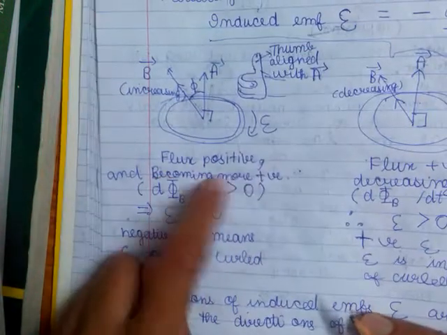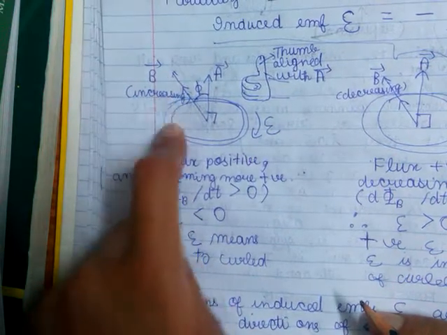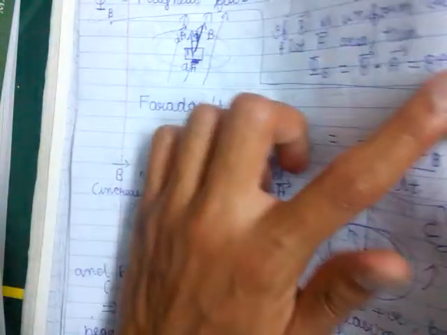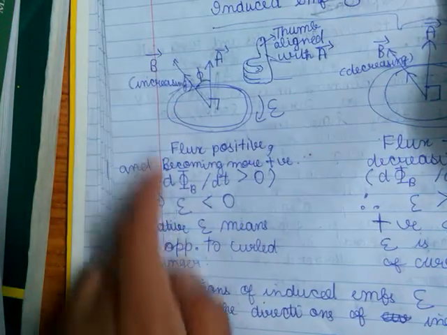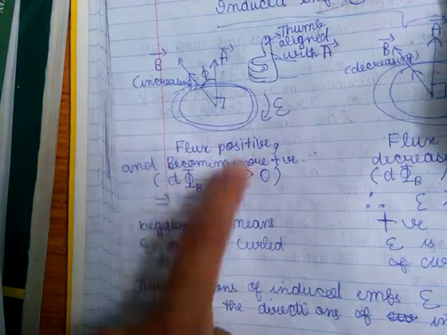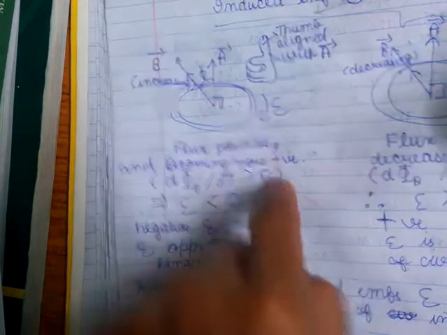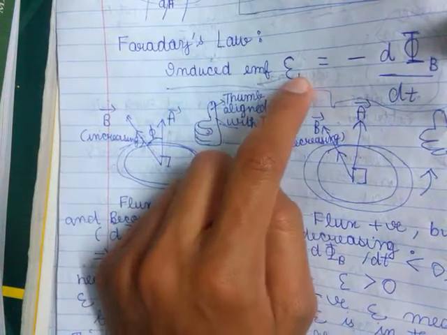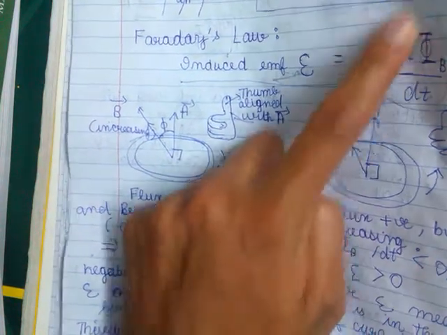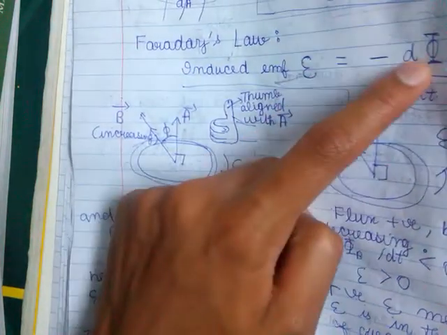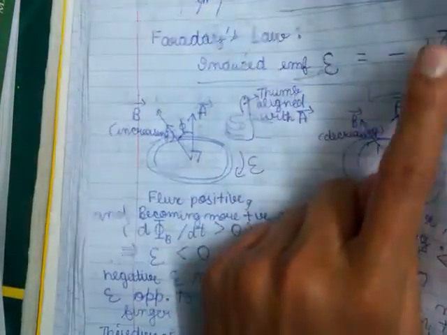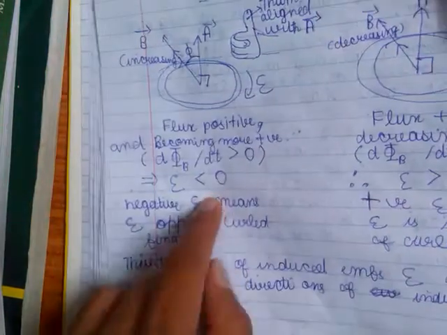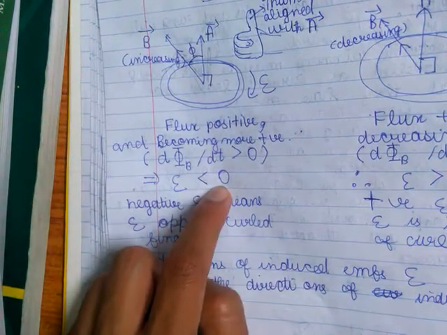So since flux is positive and becoming more positive, since B is increasing in magnitude, you can see that in the formula BA cos phi will also increase, thus the flux will also increase. Since it increases, the rate of change of it is positive. So by the formula, induced EMF is negative d phi dt, and since d phi dt is positive, you can say that induced EMF is negative. Now what do we mean by induced EMF negative?